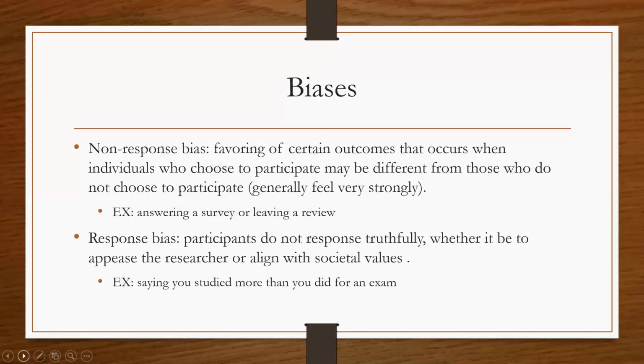But then there's also, if they want to align more with what society wants, then it'll be like, oh yes, I don't do drugs, or I don't drink alcohol, that's not legal, something like that, where they just lie because that's what they think the researcher wants. So yeah, those are the two main biases that you can get.